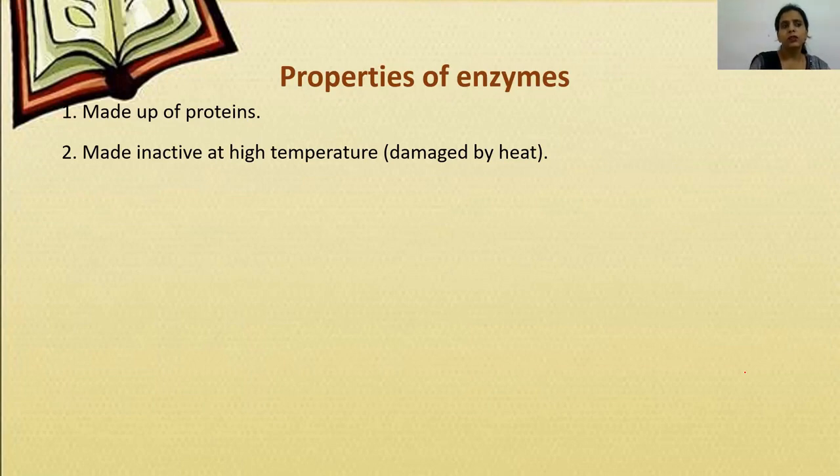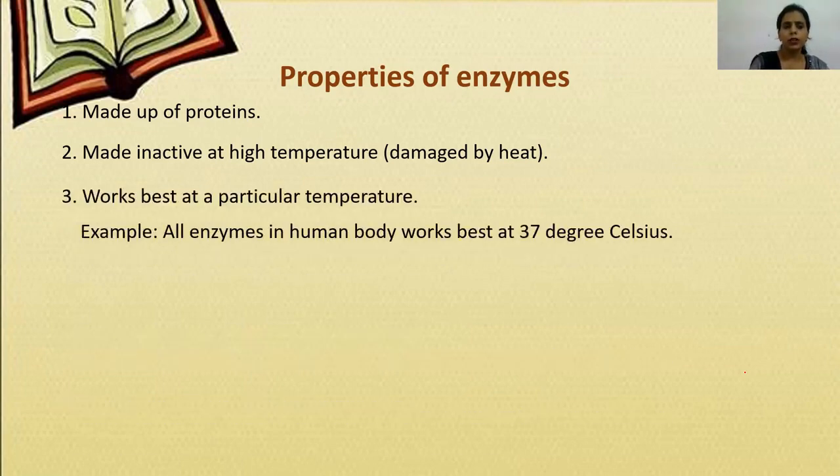For example, all the enzymes in our body. For example, the internal body temperature is 37 degrees Celsius. So all enzymes in our body work best at 37 degrees Celsius, or you can say between 37 to 40 degrees Celsius. If the temperature of the body goes above 40 degrees Celsius, what happens? The enzymes will become inactive.